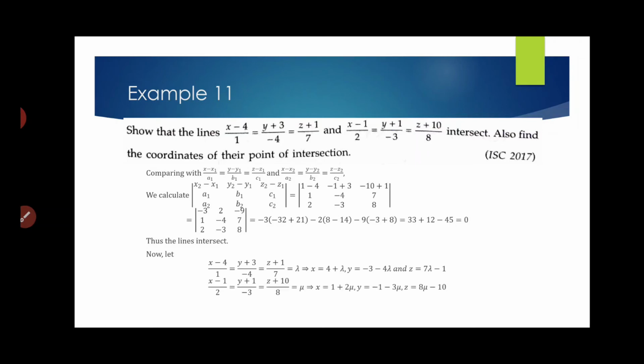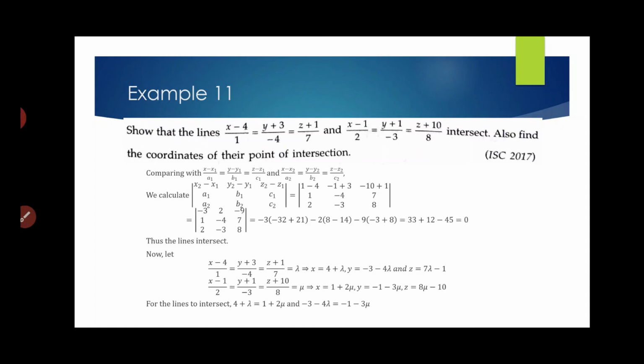And let me do what? Let me also do it for the second line as well, but in this case let me use a different constant, that is mu. So x is equal to 1 plus 2 mu, y is equal to minus 1 minus 3 mu, and z is equal to 8 mu minus 10. So what we need to do is find two separate equations in lambda and mu. We need to solve them to find the values of lambda and mu.